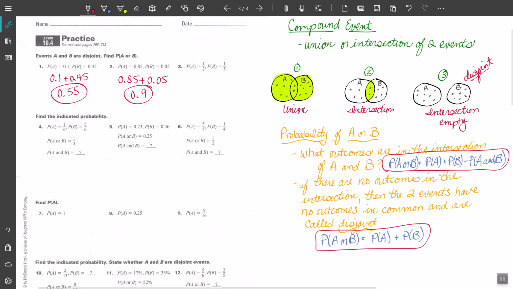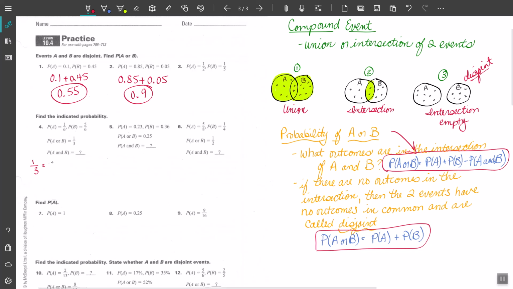So now in number 4, they just tell us to find the indicated probability. They do not tell us whether these two events, A and B, are disjoint or not. We will find out when we do our calculations because they've asked us to find the probability of A and B. Because we don't know if they're disjoint or not, we're going to need to follow this first formula over here, where the probability of A or B equals, and the probability of A or B they gave me here, they said it's 1/3. That's going to equal the probability of A plus the probability of B.